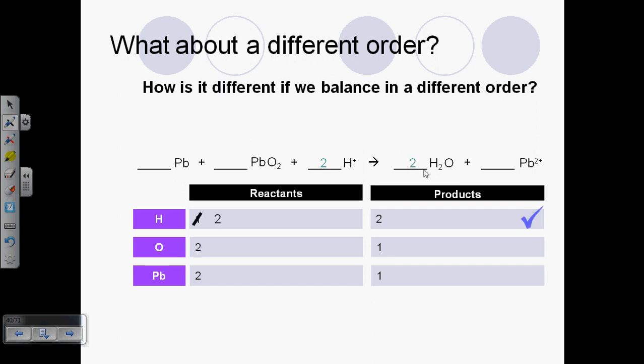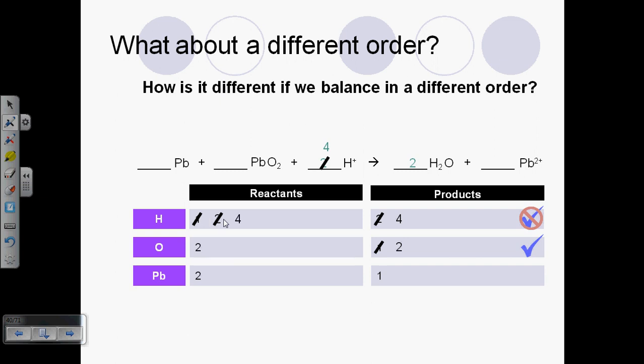But if we now look at our oxygen, to get our oxygen balanced, there's 2 here. We have to put a 2 here to balance our oxygen. So now we no longer have 2 hydrogen. So we're going to have to go back and change that. And if you look, we're no longer balanced. There's 4 hydrogen here, but we only have 2 here. So now we have to go back and change this again.